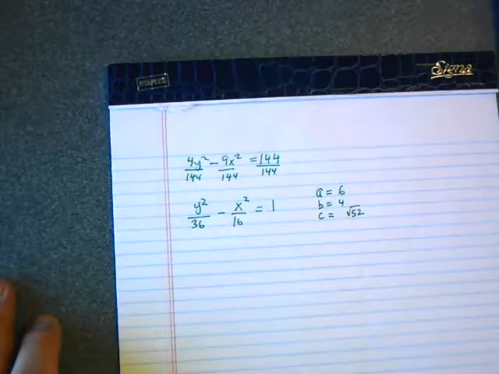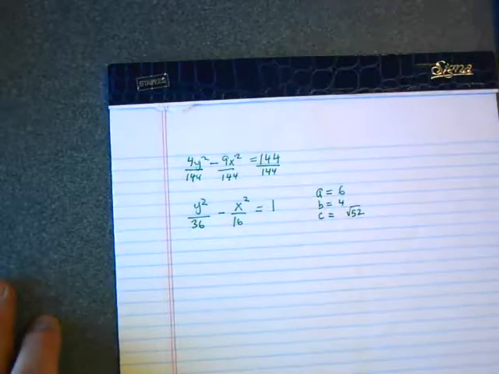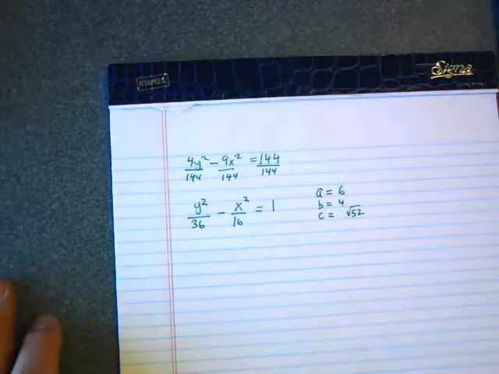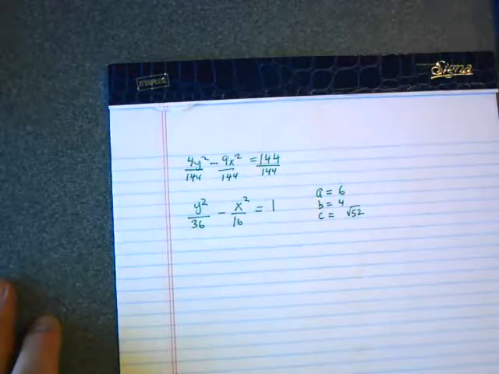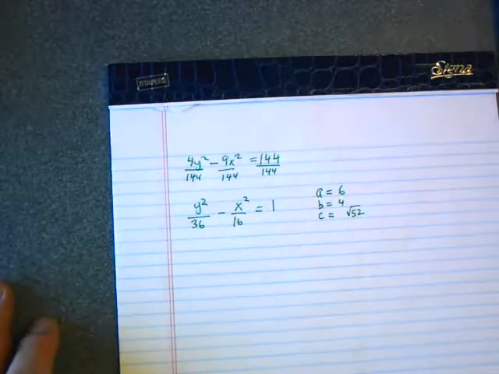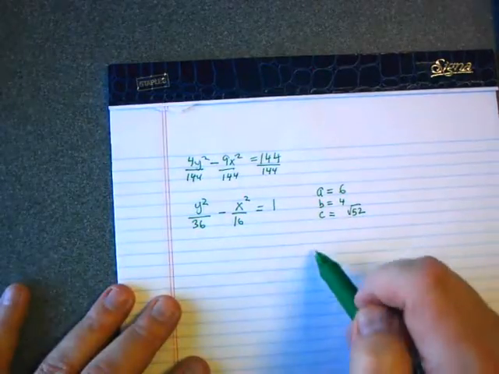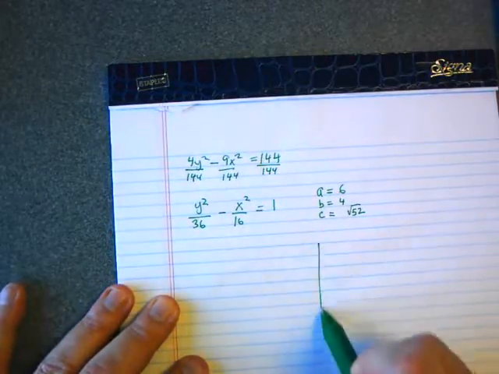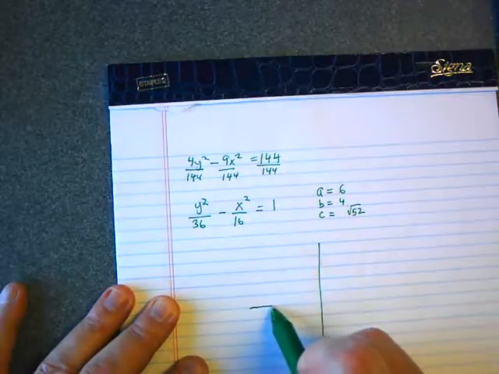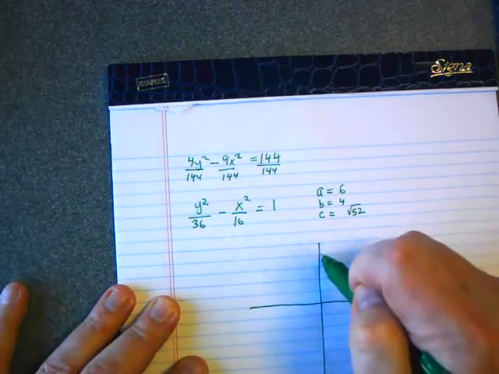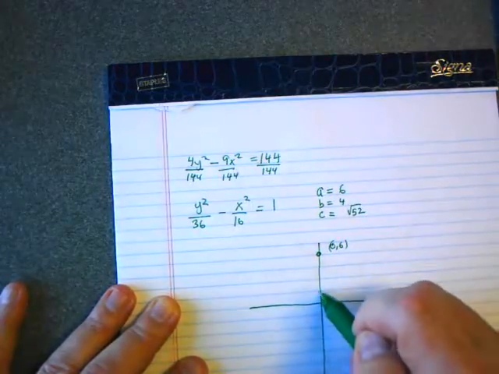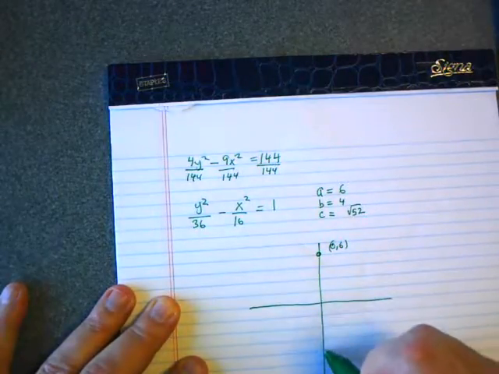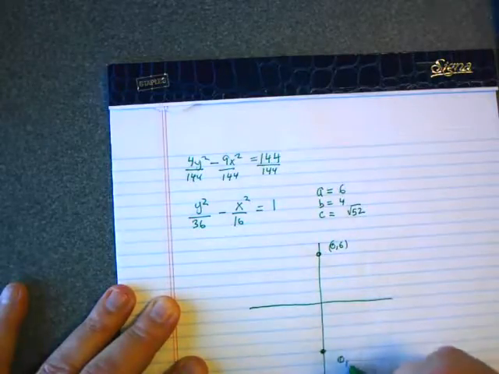Is this one going up and down, or is it going left and right? Up and down. How do you know it's up and down? Because the y is positive or the x is negative. You can say it both ways. I tend to go because the y is positive. Alright, so starting to draw my picture here. I have 0, 6. And 0, negative 6.